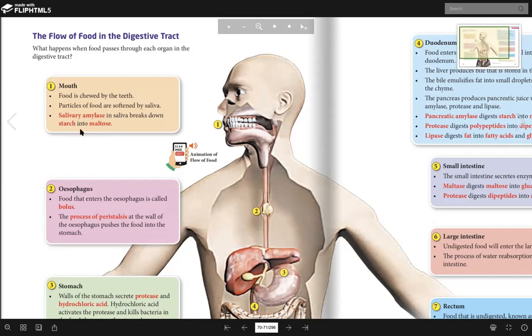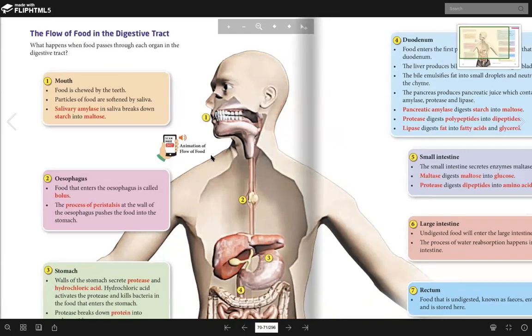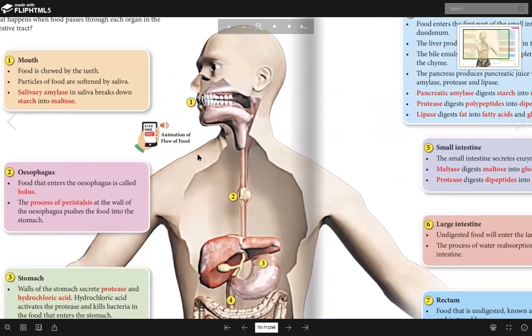So starch ni, where can you find starch? Starch ni dalam bahasa Melayu kanji. Okay, kanji awak akan jumpa dekat nasi, dekat mi, dekat kuih tiaw, roti dan sebagainya. So we would say that carbohydrate digestion mainly happens in the mouth. Okay, that's all. Okay, let's go to the esophagus.